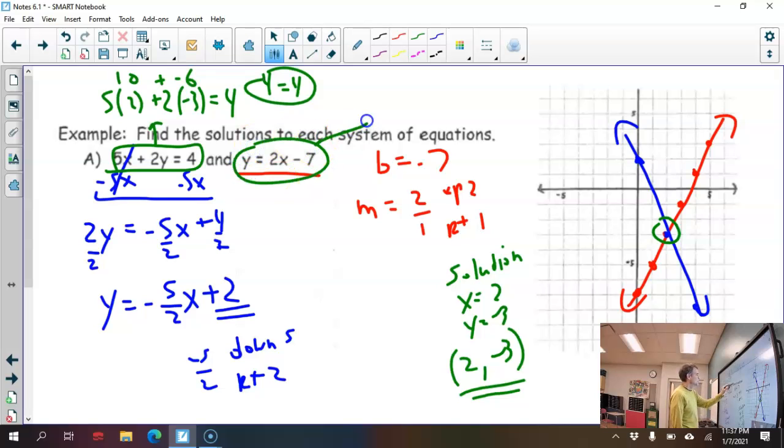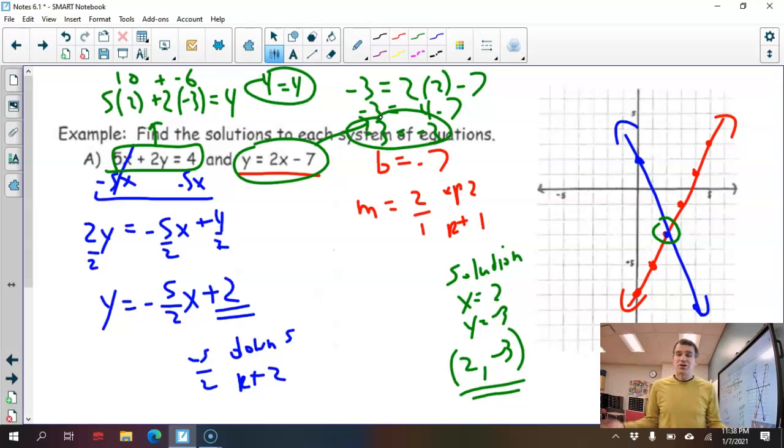In this one, you would also substitute it in. You would get negative 3, putting negative 3 in for y, equals 2 times 2 minus 7. That would be negative 3 equals 4 minus 7. And yes, negative 3 equals negative 3. That ordered pair makes both equations true, so it is the correct answer.